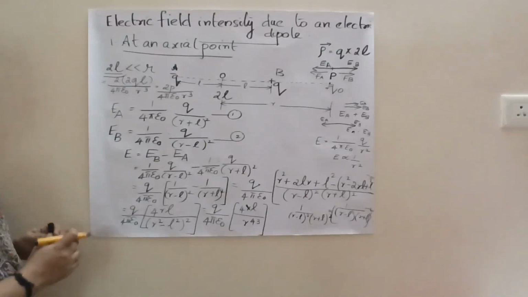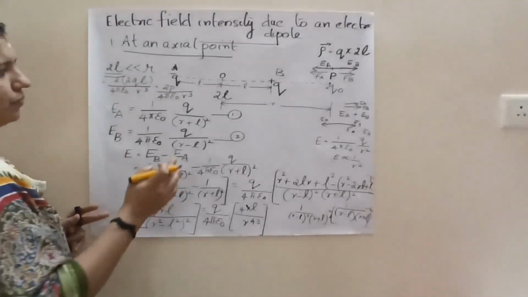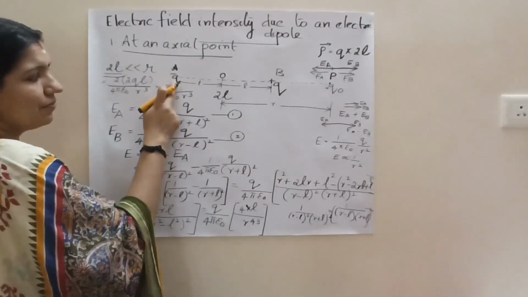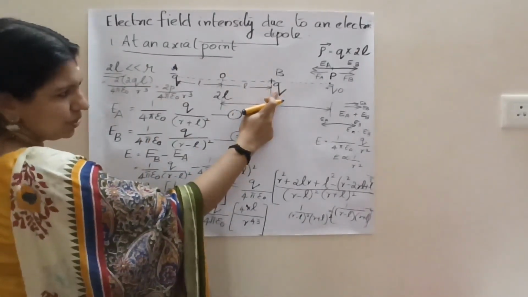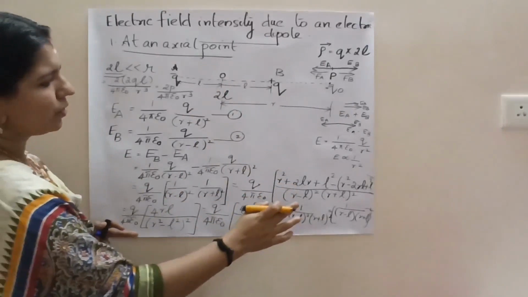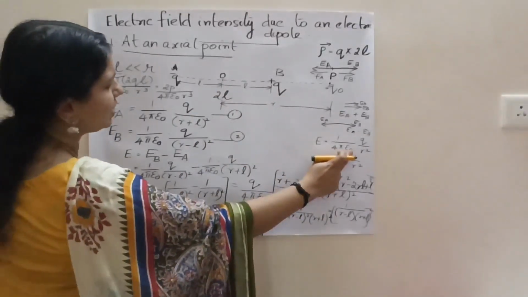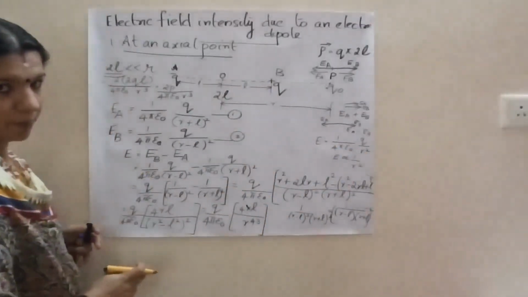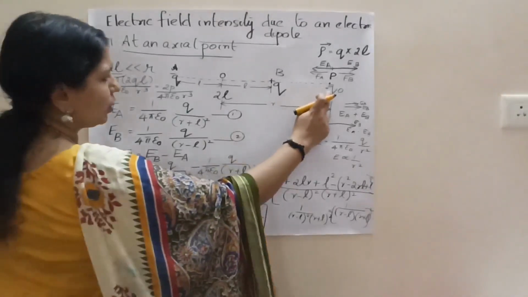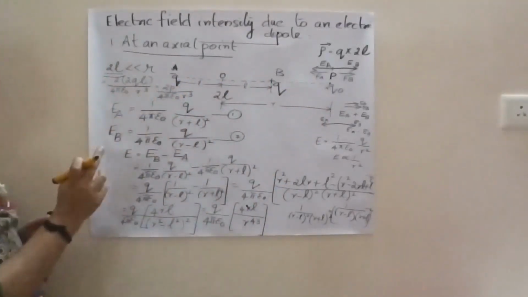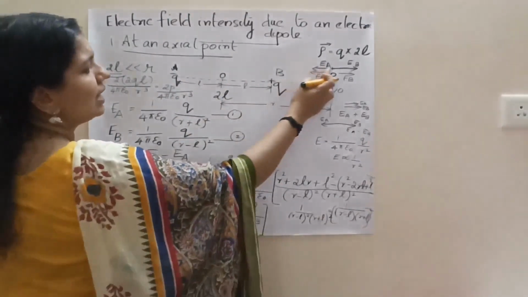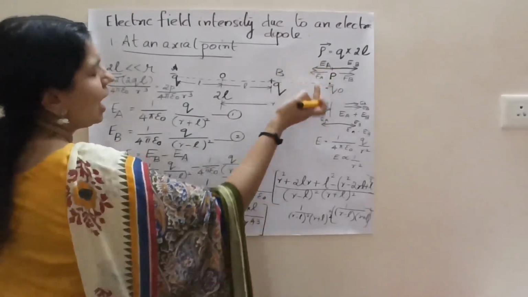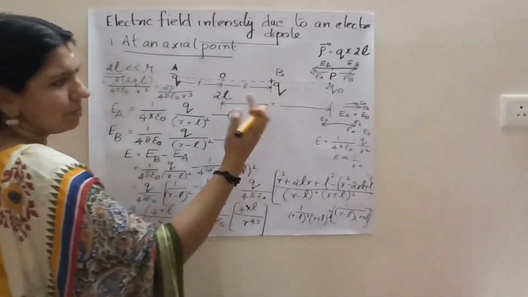Okay. Now first I have to find the electric field because of this minus q charge and the electric field because of this plus q charge. So the general equation for electric field is 1 by 4 pi epsilon naught q by r square. Now for this minus q, there will be an attractive force, so the direction of force and the electric field will be in this direction, and for this plus q the force will be repulsive.